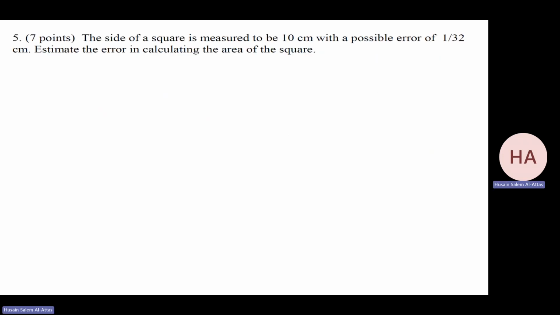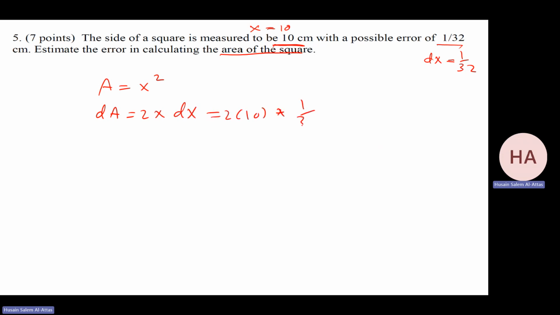Okay. The side of a square is measured to be 10 centimeters. This is the side of a square. X equals 10. Possible error, this is the error dx, 1 over 32. You want the error in calculating the area of the square. The area of the square is x squared. dA will be 2x dx, which is 2 times 10 times 1 over 32. This is 16, this is 8, which is 5 over 8.